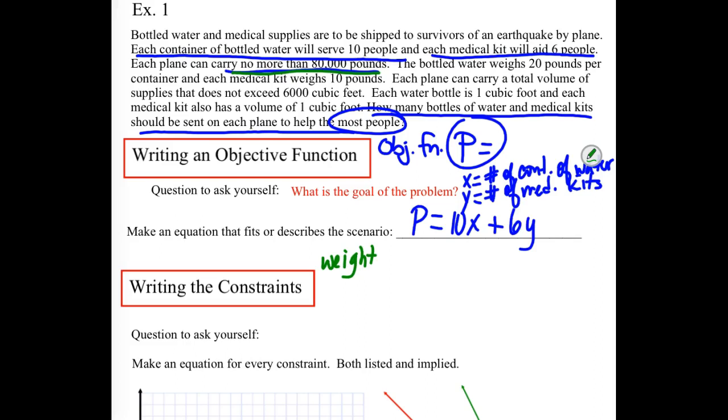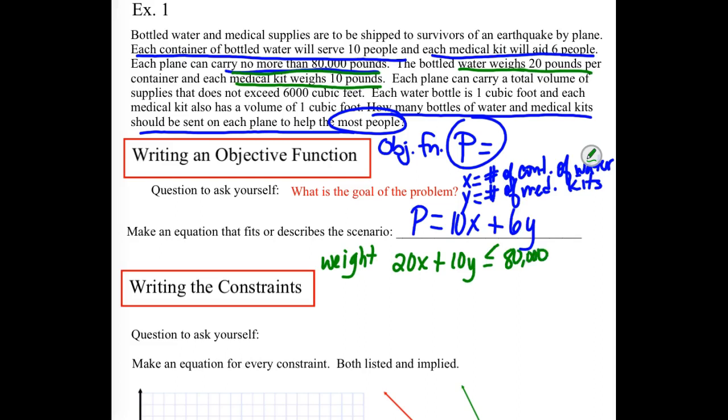The water, it says, weighs 20 pounds per container, and the medical kits are 10 pounds. So what kind of inequality can I write? So less than or equal to? It says no more than, but we could get to exactly 80,000. Yes? So less than or equal to 80,000.